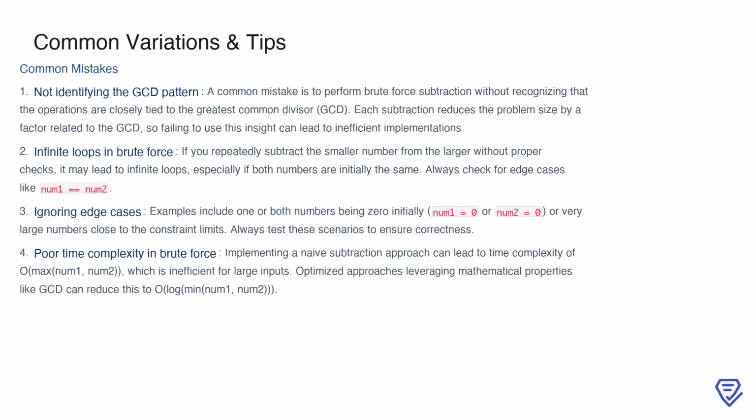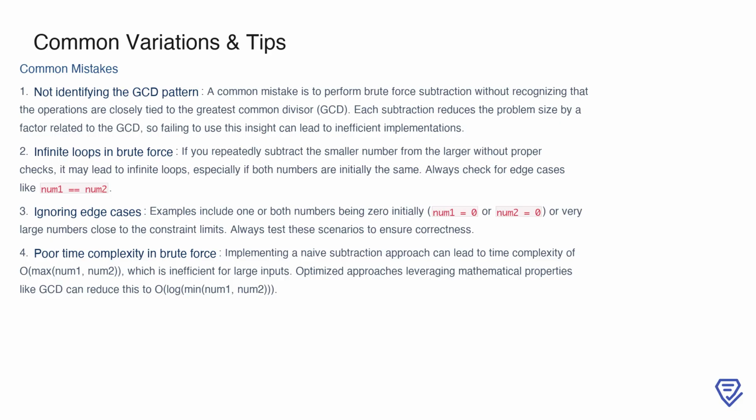When solving this problem, there are a few common mistakes to watch out for. One major pitfall is not recognizing the GCD pattern. Instead of using efficient operations, some solutions rely on brute force subtraction, which fails to capitalize on the mathematical relationship between the numbers and their greatest common divisor. Since each subtraction effectively reduces the problem size in proportion to the GCD, ignoring this insight can result in poor efficiency. Another mistake is the potential for infinite loops in brute force implementations. For instance, if both numbers are equal and you keep subtracting without a proper termination condition, the program can loop endlessly. Edge cases are just as important.